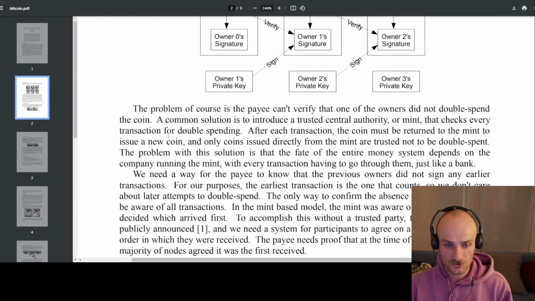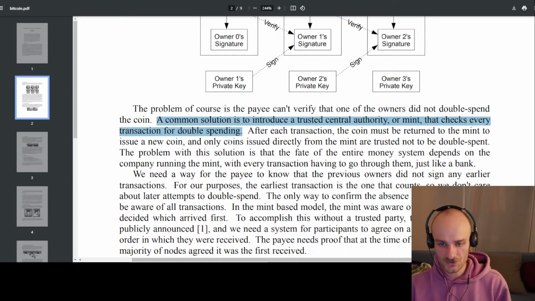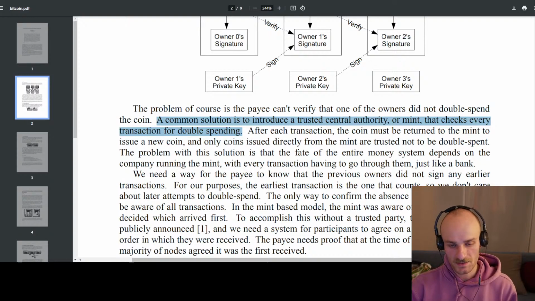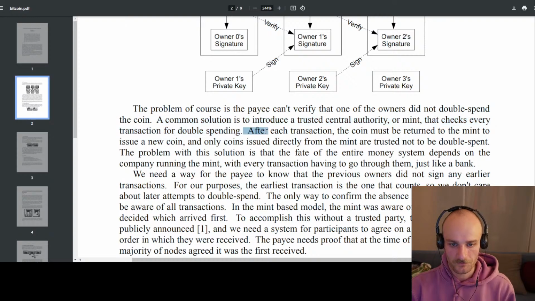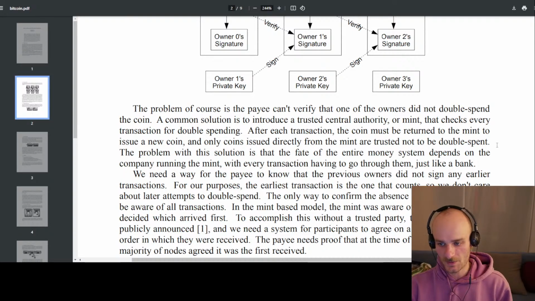A common solution is to introduce a trusted central authority, or mint, that checks every transaction for double spending. So we introduce a trusted third party for the clearance operations. After each transaction, the coin must be returned to the mint to issue a new coin, and only coins issued directly from the mint are trusted not to be double spent.